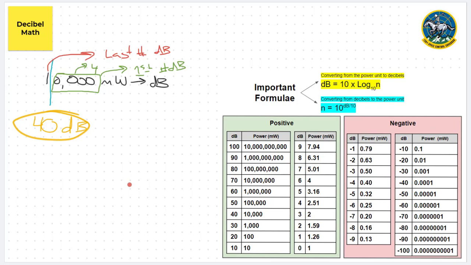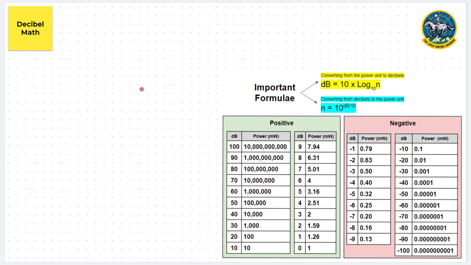Let's go ahead and try one that looks a little different. Let's do another one, and I'm going to go with just kind of an odd number, 3,146 milliwatts, and let's convert this into dB. Again, first thing I'm going to do is split my number, just like that. I can see here that I've got 3 digits right here. So the first number of my decibel conversion is going to be 3.